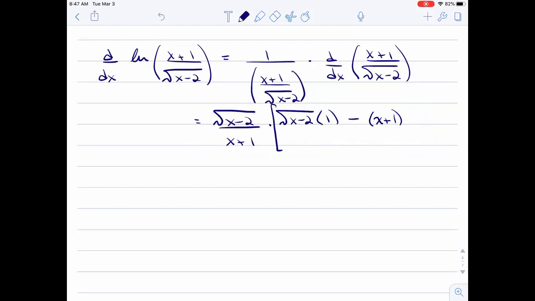The derivative of the denominator is 1/2 times x minus 2 to the negative 1/2 times the derivative of the inside of that, which is just x minus 2. The derivative of that is just 1. All over g squared, root x minus 2 squared.